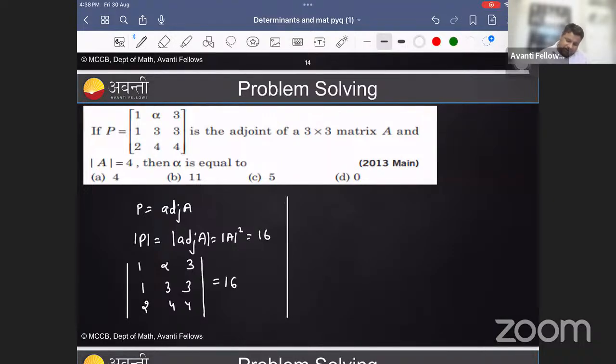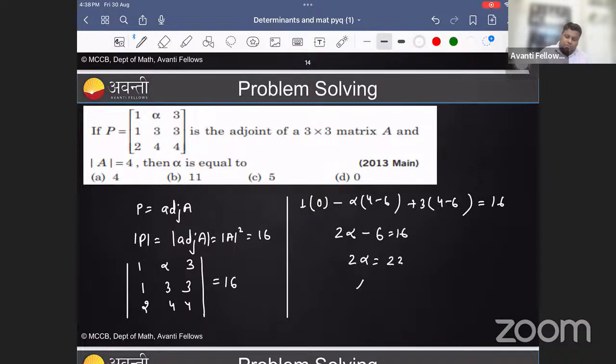You just expand this determinant. It is 1 times (12 minus 12), that is 0, minus alpha times (4 minus 6), plus 3 times (4 minus 6). That should be 16. So 2 alpha minus 6 is 16. So 2 alpha is 22. So alpha is 11. Got it?